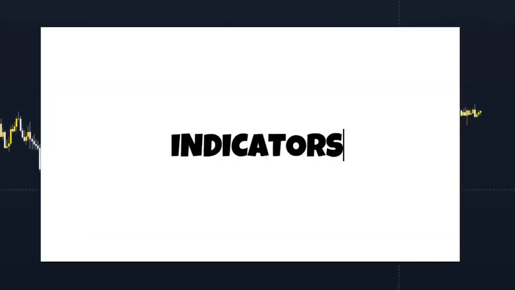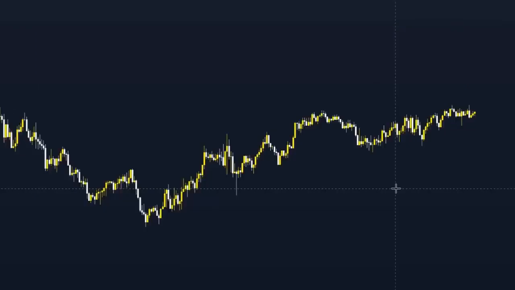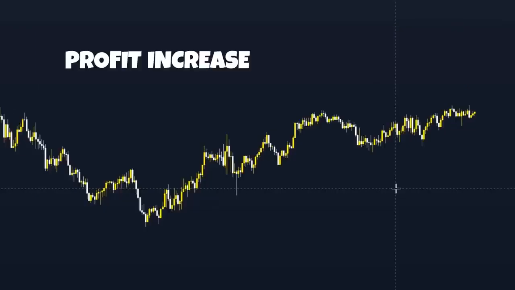Okay, so there are a couple of indicators that we're going to add to our chart, and this is really going to help with the profit increase and the win rate.